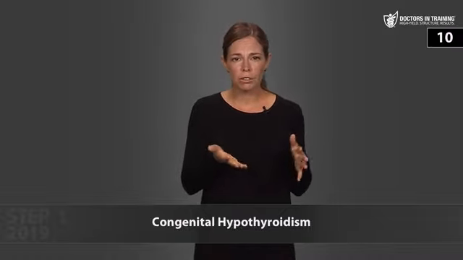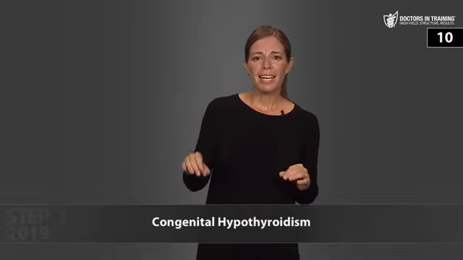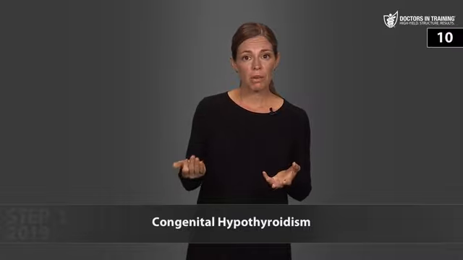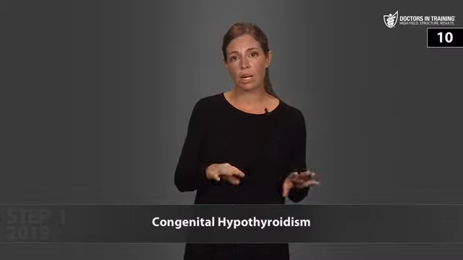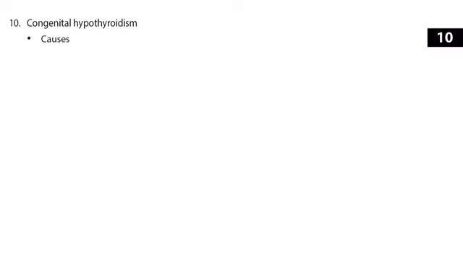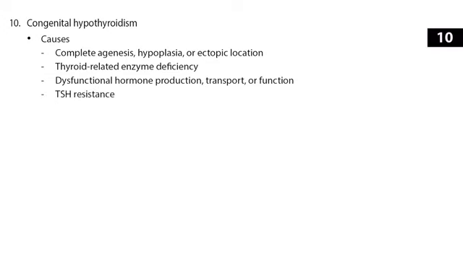So the first topic here is congenital hypothyroidism, which used to be called cretinism, and you can understand why that term fell out of favor. I'm sorry, your baby is a cretin. No. So anyway, there are several causes of congenital hypothyroidism. In the United States, it's most commonly from thyroid dysgenesis, which is seen in about 1 in 4,000 births. So this can be complete agenesis or absence, hypoplasia, or an ectopic location like failure of descent. Other causes include thyroid-related enzyme deficiency, dysfunctional hormone production, transport, or function, or TSH resistance.